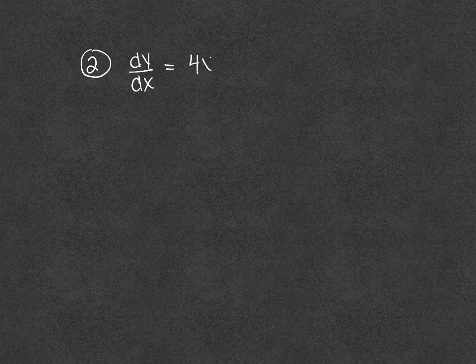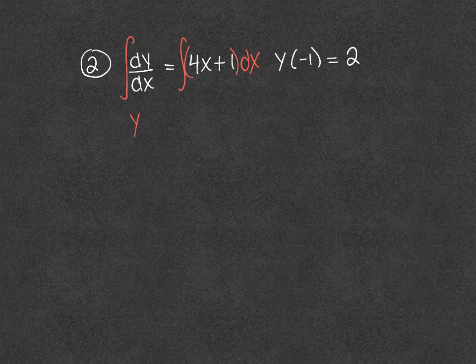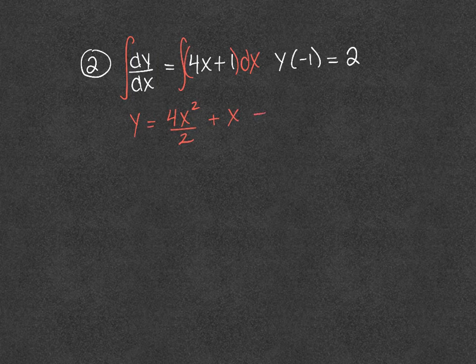So take a minute and write this down. dy/dx is equal to 4x plus 1, with an initial condition of y of negative 1 equals 2. Pause the video, try it on your own, and then hit resume when you're ready for the explanation. Okay, so we're going to integrate both sides. The left side, again, is y equals. The right side, when you add 1 to the power and divide by that power, this is the equation that you should get in c form.